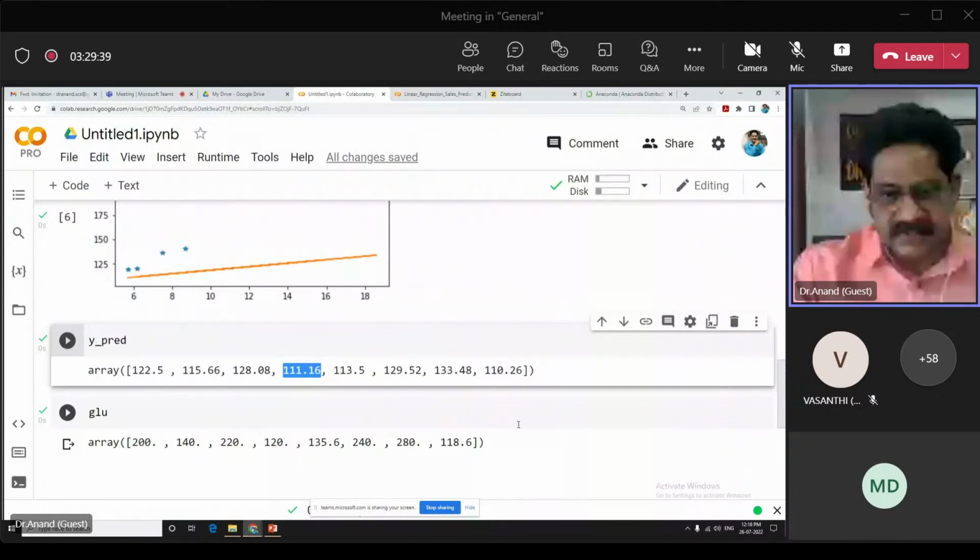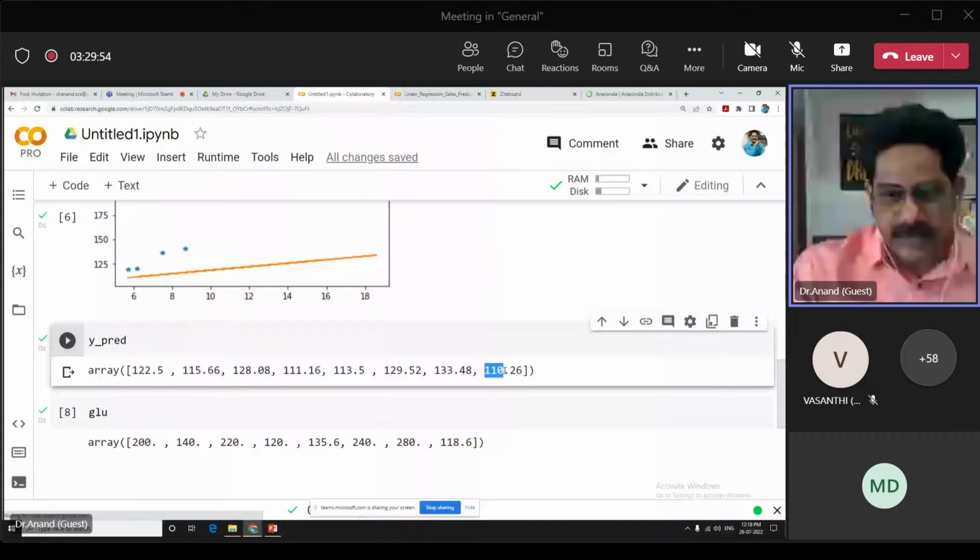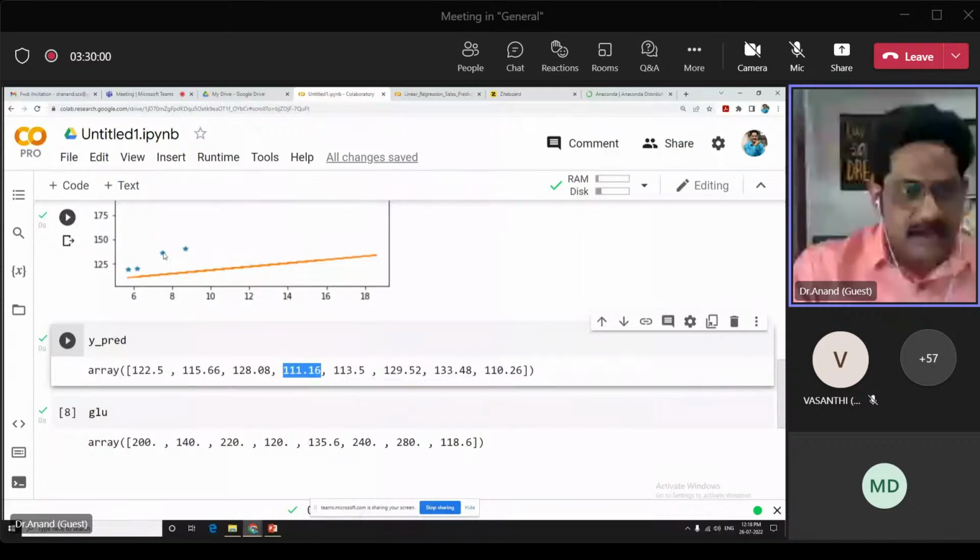Sorry, in fact, that is not 120, that is 118.6. Still, this blue is 118.6. The next blue is 120 actually. The second blue is slightly above this, right? 118.6 is predicted as 110.26. This 120 is predicted as 111.16. What about this third blue? This is somewhere between 125 and 150, around 130 something, close to this.